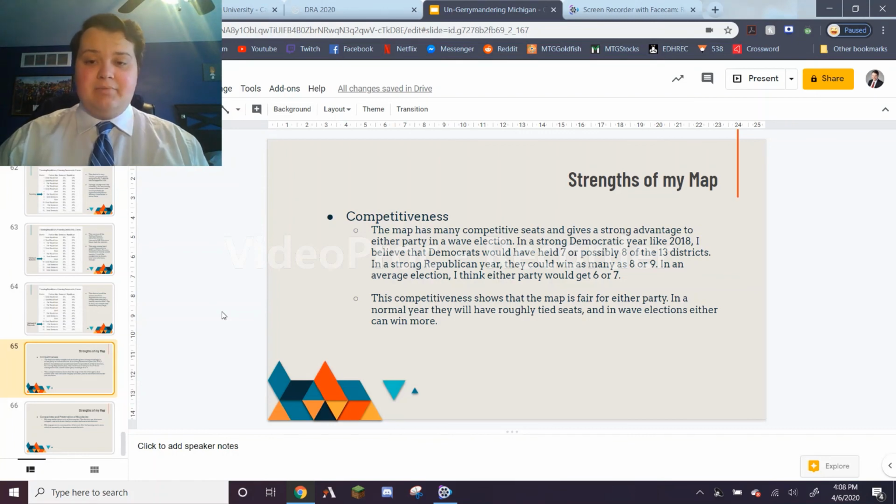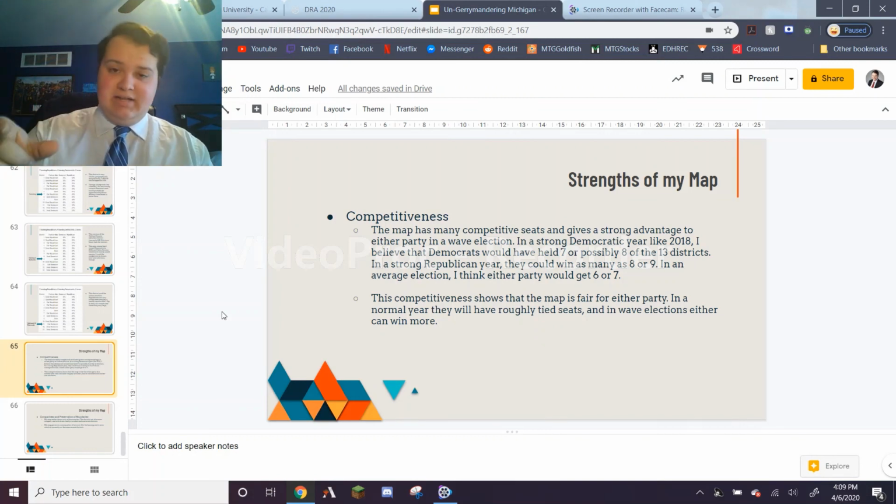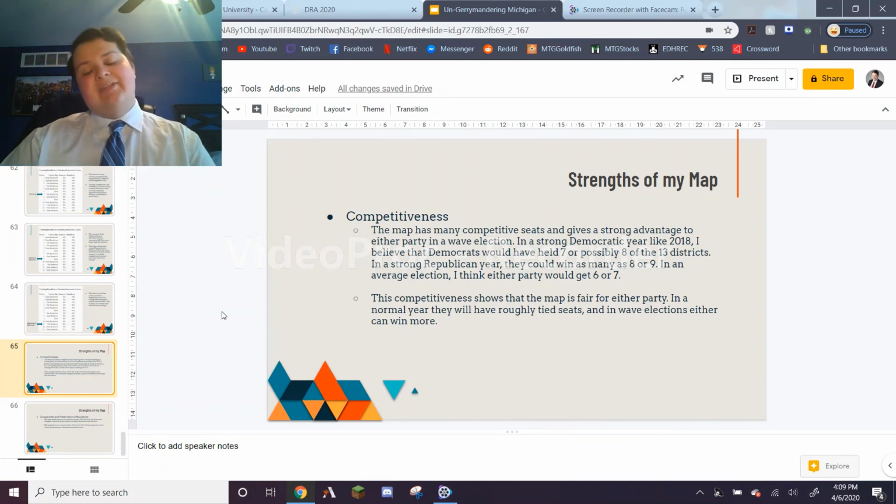So to wrap things up, I want to talk about some of the strengths of my map, why I think it makes it a fair alternative to what we have now. It's very competitive, and it gives a strong advantage to either party in a wave election. In a strong Democratic year like 2018, I think that Democrats probably would have held 7 of them, getting those 2 that were labeled even, as well as the one that's fair Republican, that Lansing area district. I think that Democrats would have had 7 out of 13, giving them the majority. And even possibly 8. That 4th district, that Southwest district, may have been even better for them and could have actually flipped in 2018. In a strong Republican year, I think they could get as many as 8 or 9.